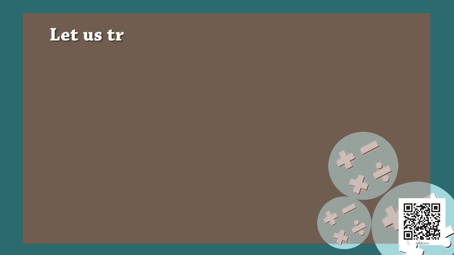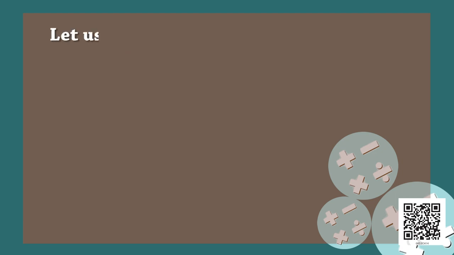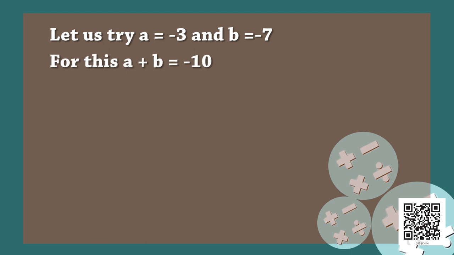So, let us try A is equal to minus 21 and B is equal to minus 1. Then for these values, A into B is equal to 21, but A plus B is equal to minus 22, which is not equal to minus 10. So, this choice is not right. Now, let us try A is equal to minus 3 and B is equal to minus 7. Then clearly A into B, that is minus 3 into minus 7, is equal to 21, and A plus B is equal to minus 3 plus minus 7, that is equal to minus 10, which is exactly what we required.